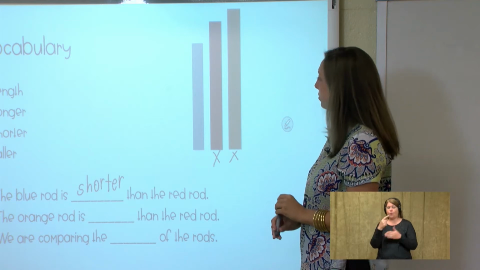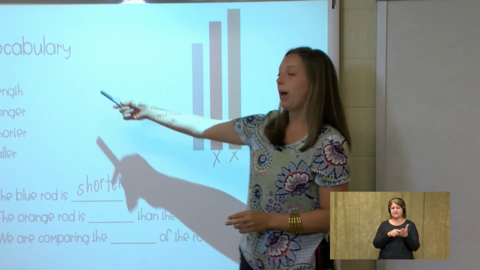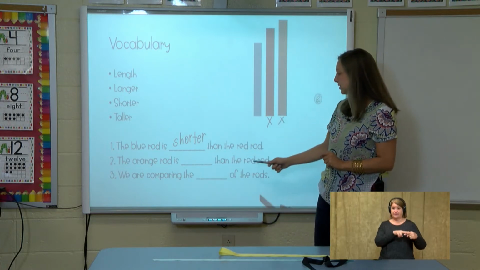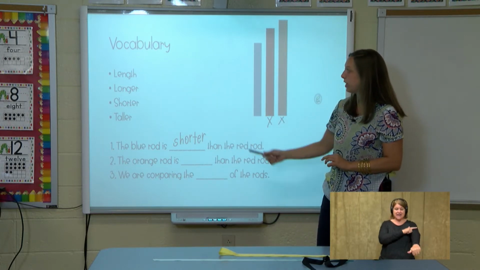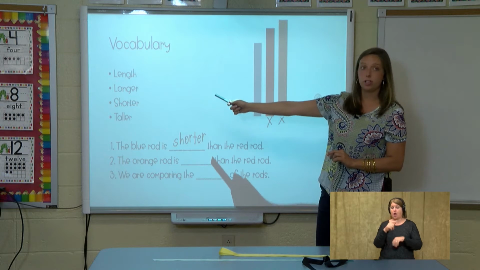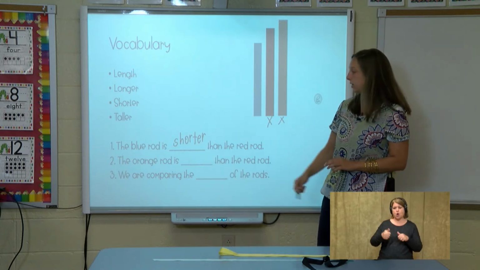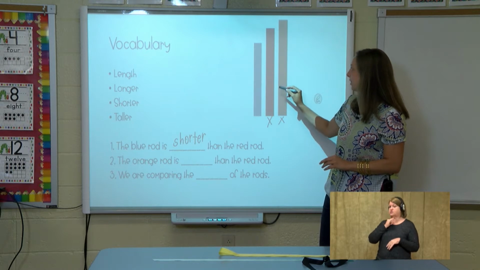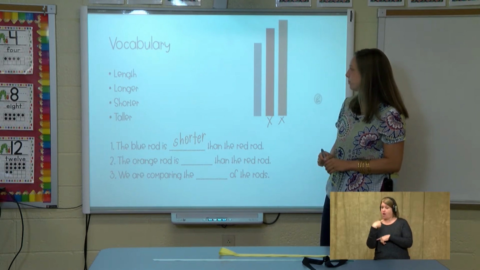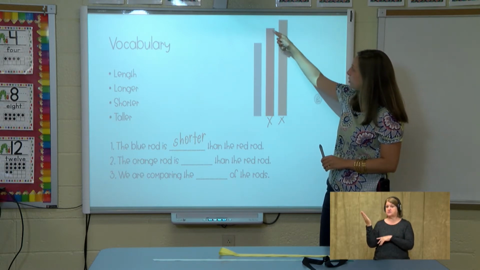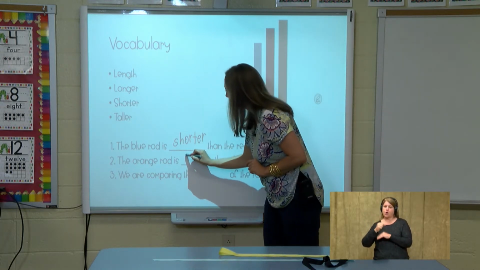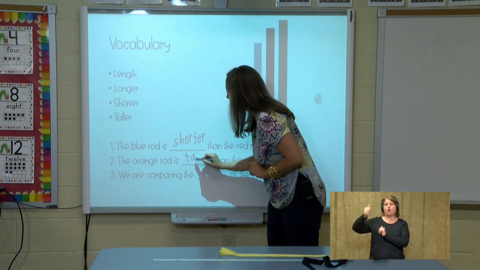What do you notice about the rods? Looking back at our vocabulary, the length is the same as the red. It's longer, it's shorter, or it's taller. The orange is blank than the red. Orange to red, the orange is taller than the red.